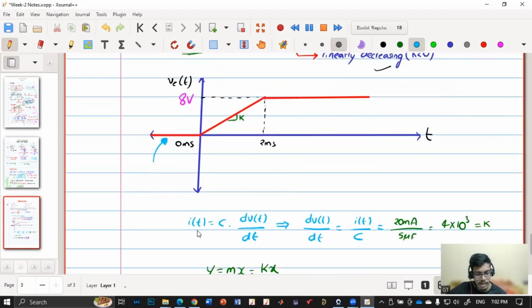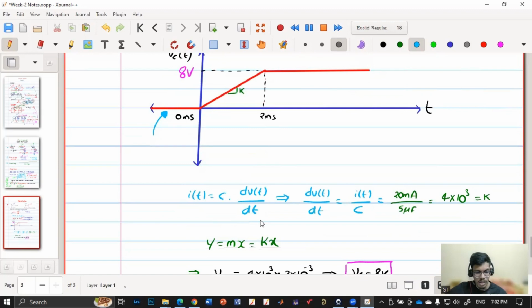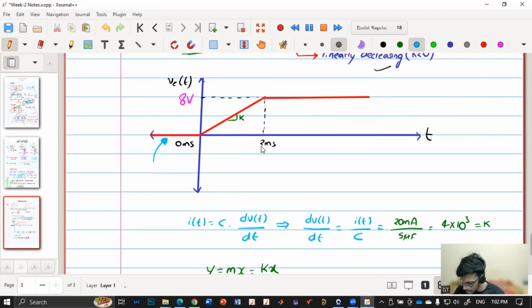So again I came back to the capacitor current and capacitor voltage expression. I of t is equal to C dV of t by dt. So if I'm considering only this region, I of t they have given to be 20 milliampere, and C they have given 5 microfarad. So I got the slope, with which the capacitor voltage is increasing.